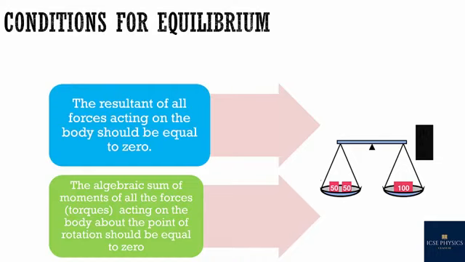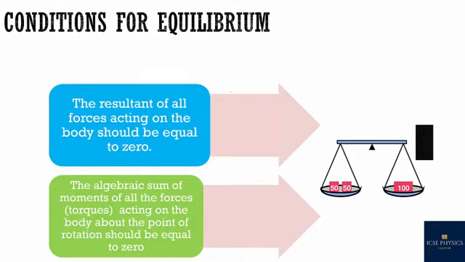So from all these examples that we saw, we knew that there are two conditions which must be satisfied for the body to be in equilibrium. First, the resultant of all forces acting on the body should be equal to 0.